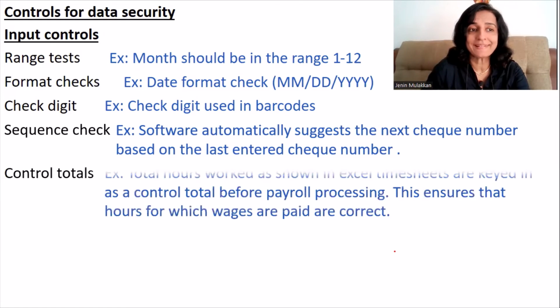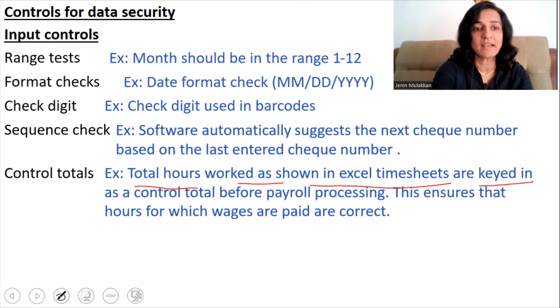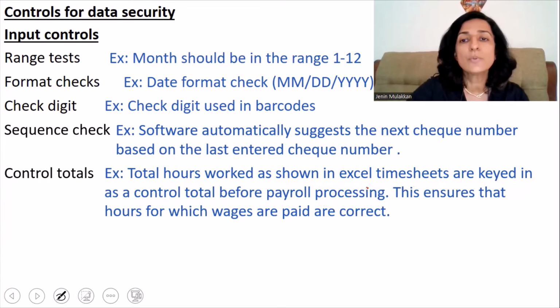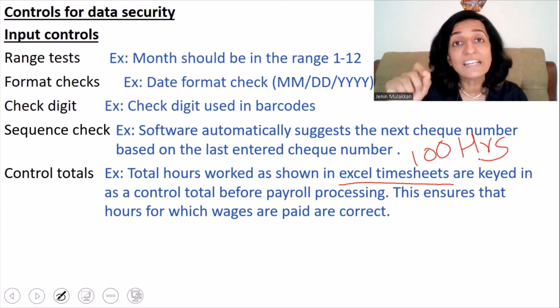Now moving to the next, it is control totals. Example, total hours worked as shown in Excel timesheets are keyed in as a control total before payroll processing. Suppose if in the Excel timesheets, the total hours worked by the laborers is 100 hours. So definitely the payment also has to be made for 100 hours.